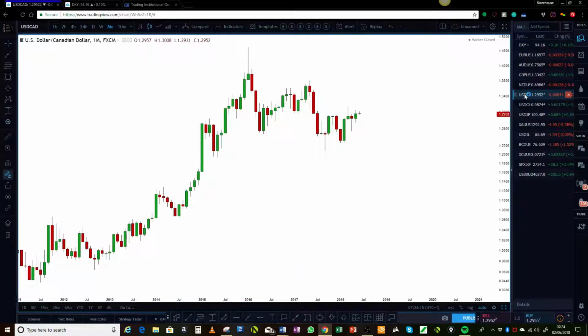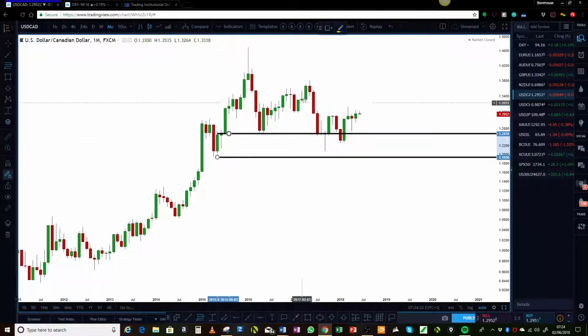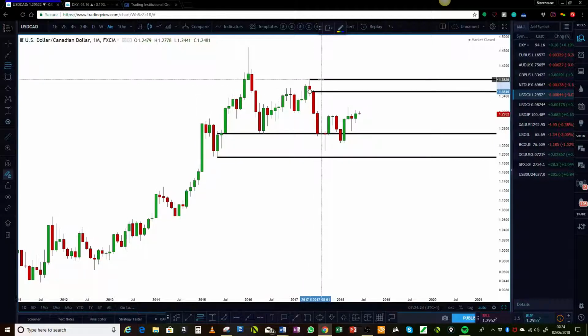Looking at the US dollar Canadian, also been range bound. These levels that we have marked, I think we've shown this in previous videos, these levels for a long time, and we're still in between them. We've tested the demand a couple of times, 3 times, and we still have room to go to the upside. So that's the monthly view of the US dollar Canadian.